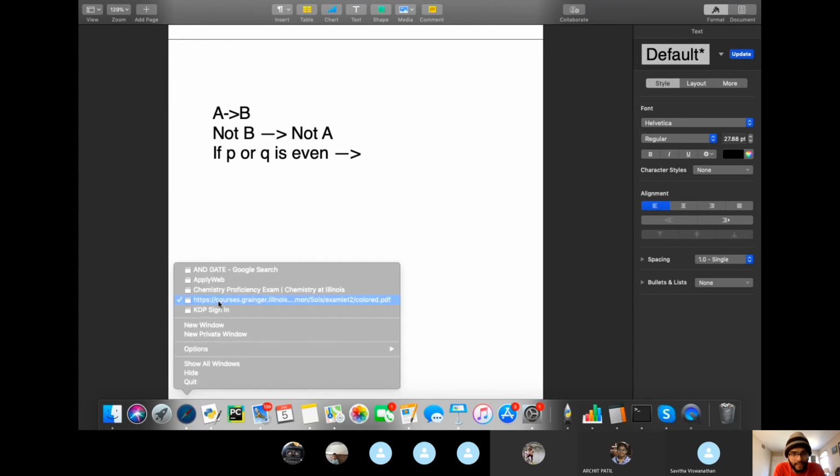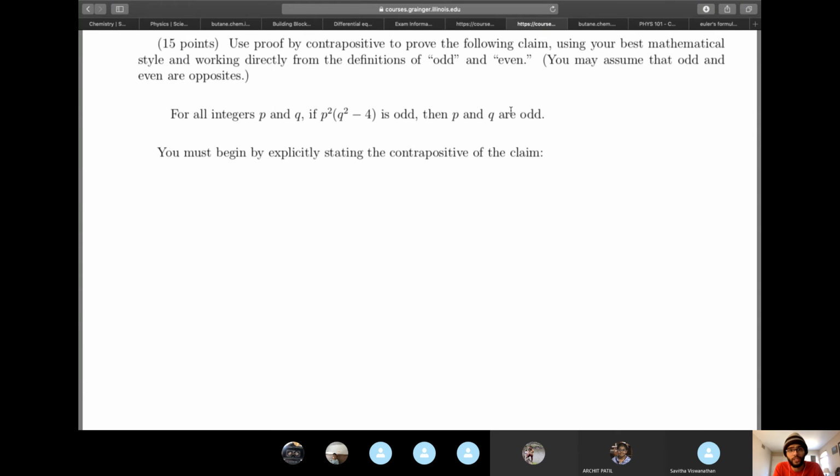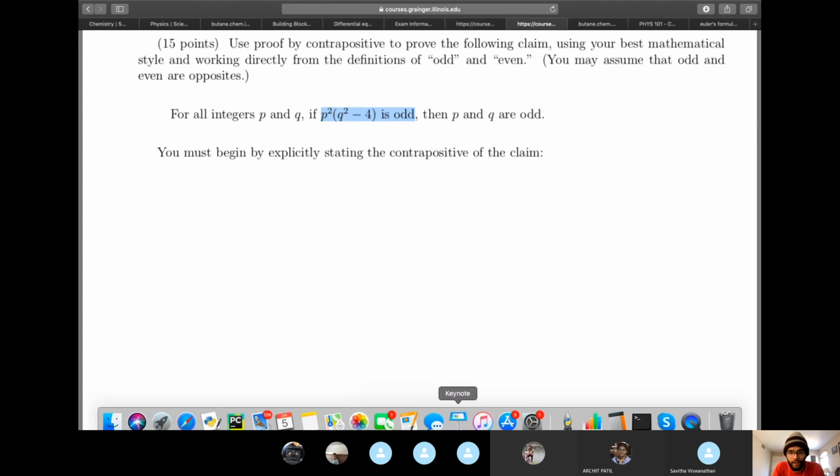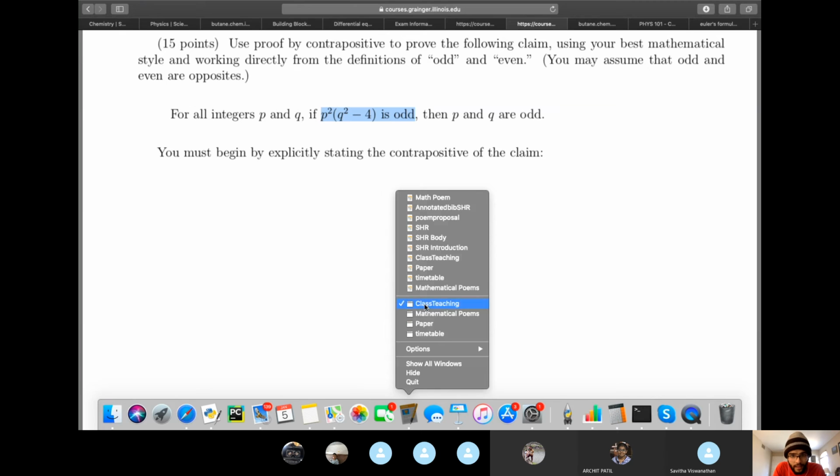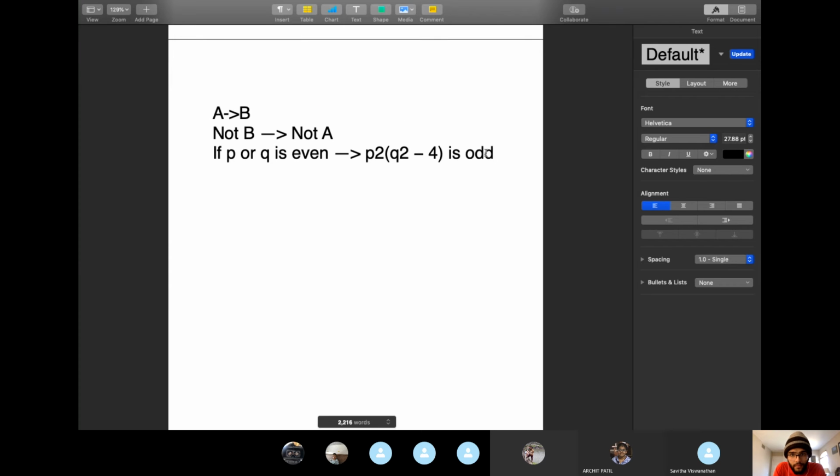Let's look at the exact wordings. If P or Q is even, then P squared times Q squared minus 4 is even. Why is it even? Because we are doing the negation of that. The original statement said P squared times Q squared minus 4 is odd, then P and Q will be odd. But we are doing the reverse of it from B implies A. We're saying if P or Q is even, then P squared times Q squared minus 4 should also be even. Okay, this is the negation to A. I hope this is not that difficult to understand.